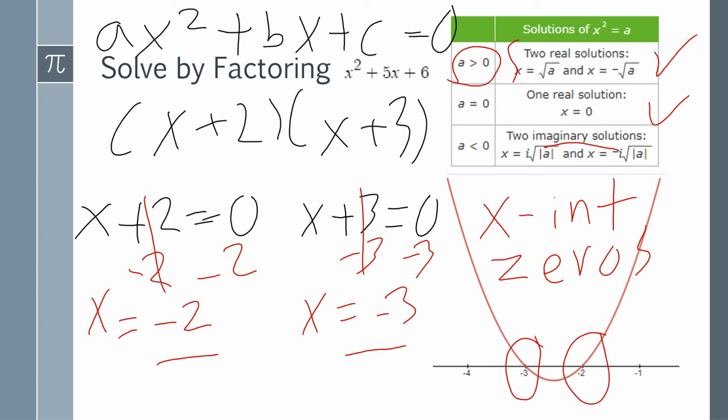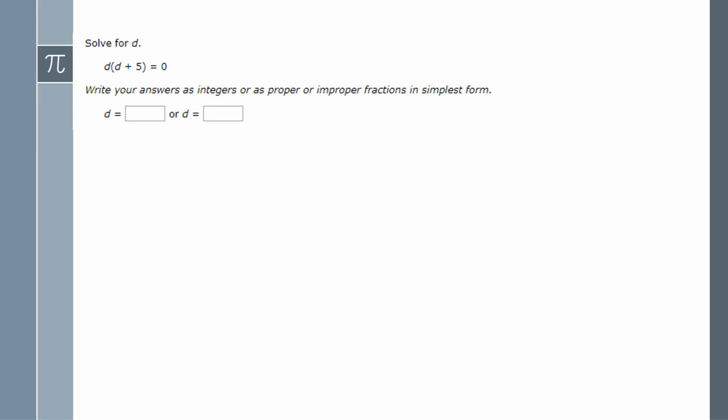And I'm going to explain this a bit further as we work along, because this really is going to help us when we're solving and when we try to take square roots. Let's go ahead and move on. All right. This situation, solve for D.